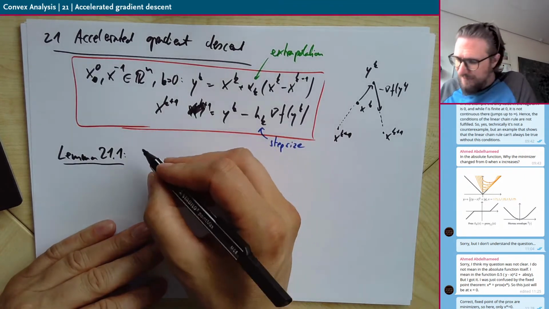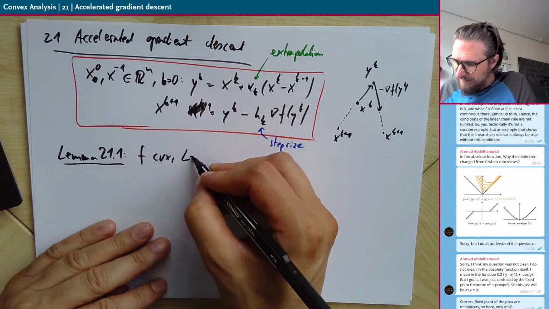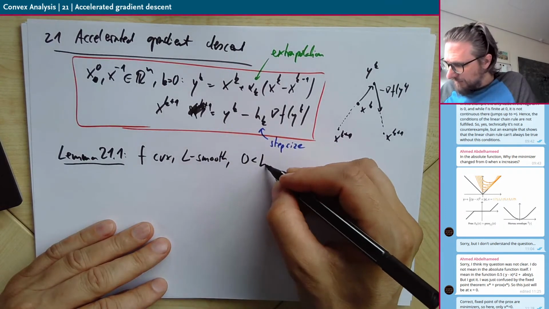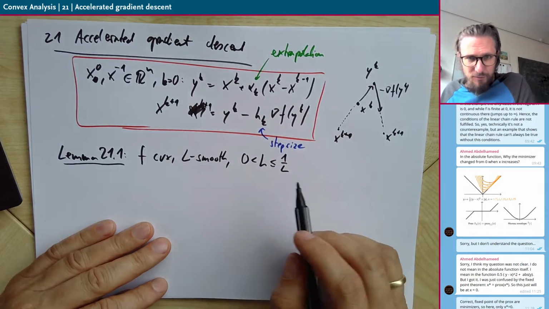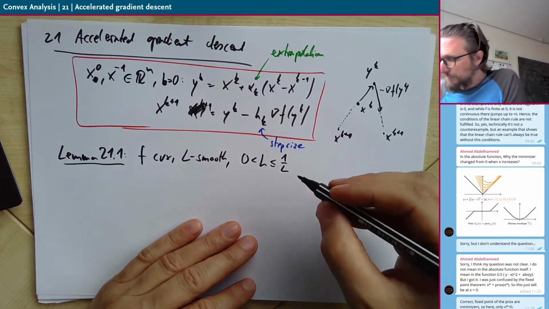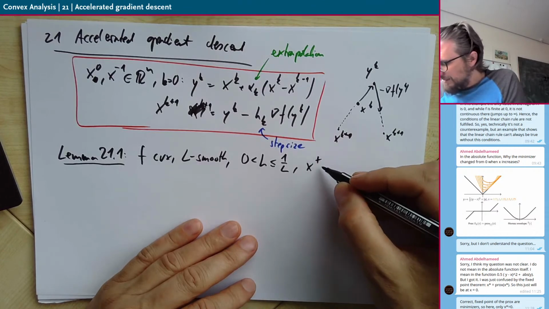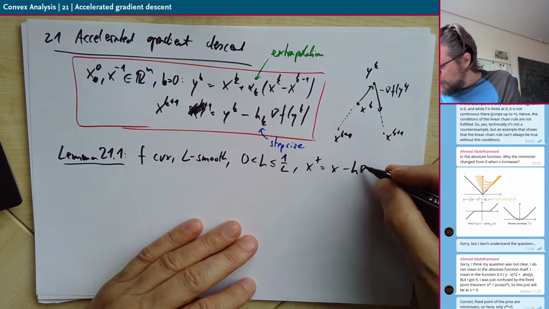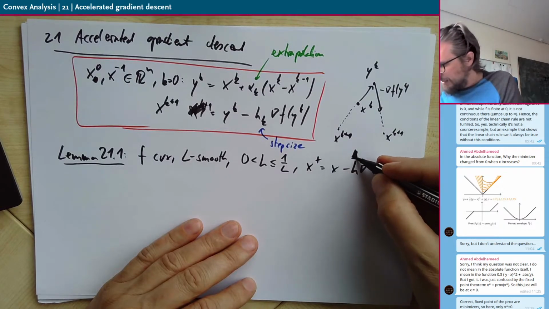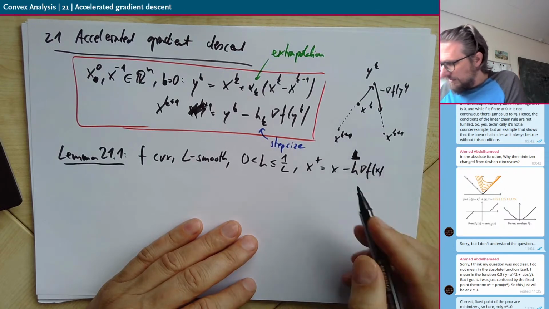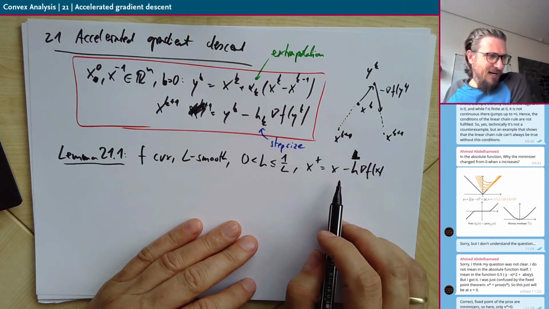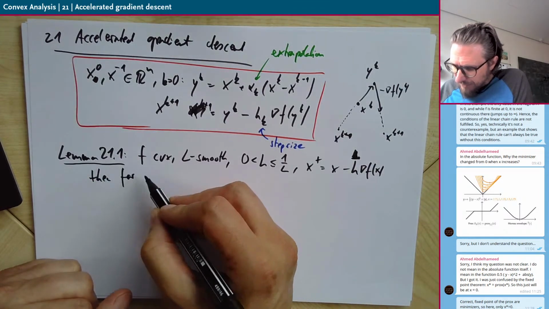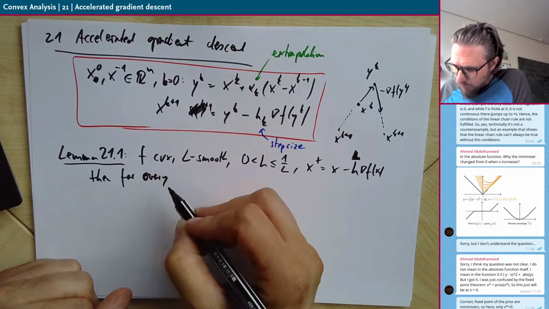It goes like this. So if f is convex and L-smooth, the step size h is positive, but now it's bounded by 1 over L, not 2 over L, as we had before a few times. And then we just consider one step of gradient descent from x: x plus equals x minus h times the gradient of f of x. So this x plus is just the gradient step from x. Then it holds for every y.